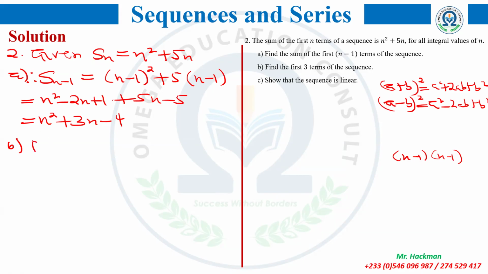The connection is that my U sub n should be equal to my S sub n minus S sub n minus 1. I know my S sub n, that was directly given. And I found my S sub n minus 1. So if I substitute and simplify, that will give me the U sub n. That will help me find U sub 1, U sub 2, and U sub 3.